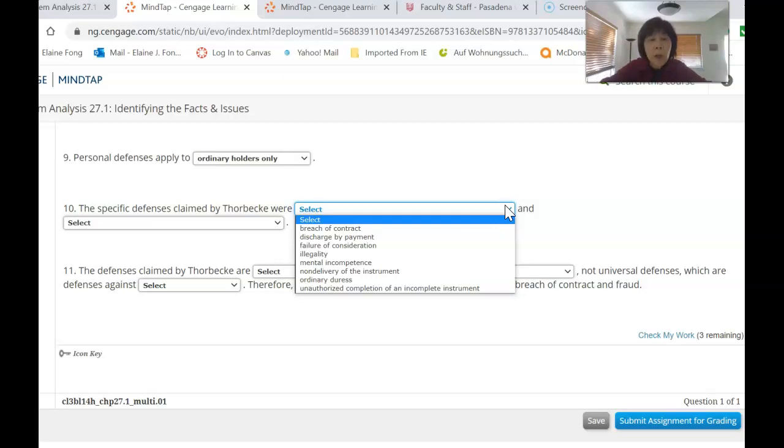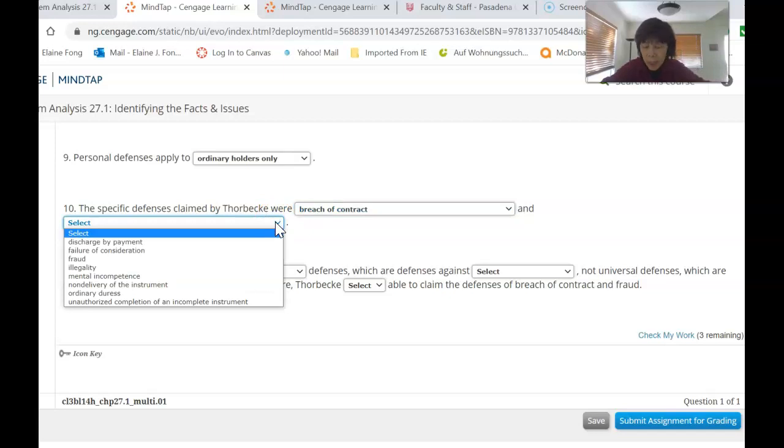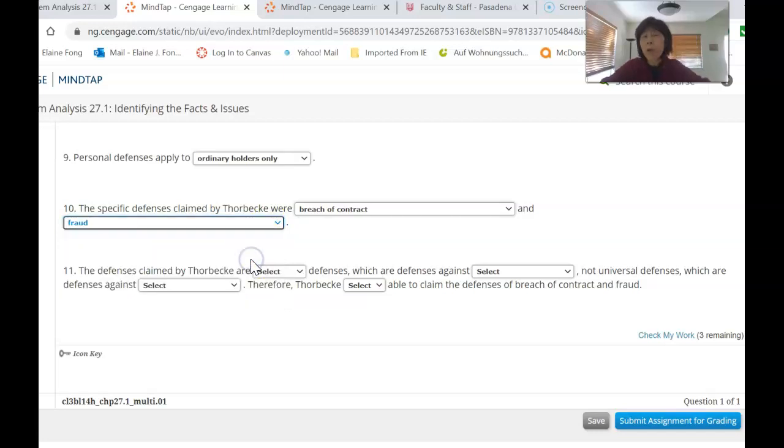If you noticed, the first defense is breach of contract. Basically, Thorbecke is claiming that Klotz had not honored whatever he had promised to transfer or to do. All right. The second defense that Thorbecke raises is discharge by payment, failure of consideration, fraud, illegality, mental incompetence, non-delivery of the instrument, ordinary duress, or unauthorized completion of an incomplete instrument. Thorbecke alleged fraud. All right, so the two defenses are breach of contract and fraud.